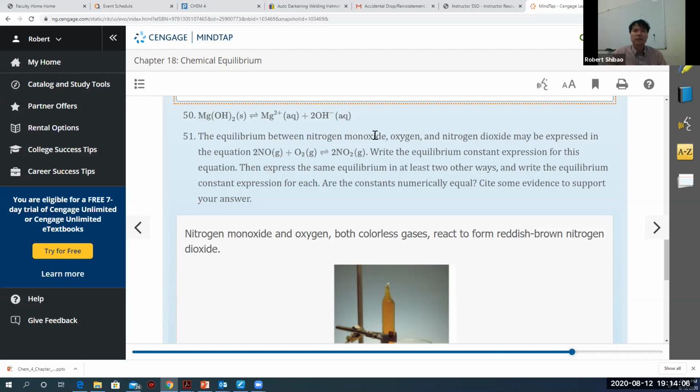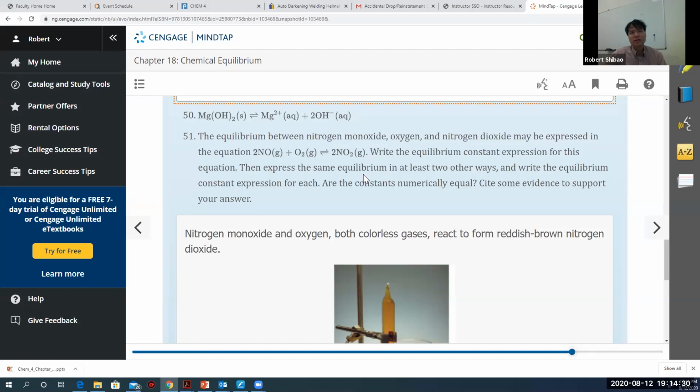The equilibrium between nitrogen monoxide, oxygen, and nitrogen dioxide may be expressed as the equation here. Write the equilibrium constant expression for this equation. So it's going to be the NO2 squared divided by NO squared O2, all concentrations here. We can also do this by pressure, but that is beyond the scope of this class. We're not going to get into it.